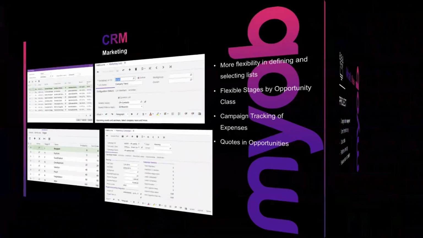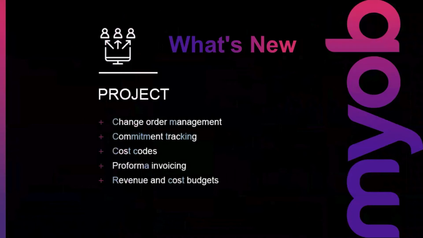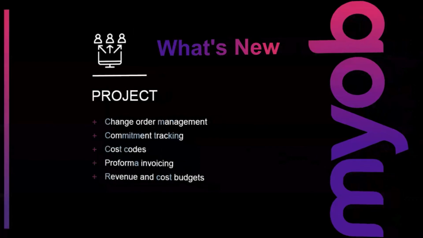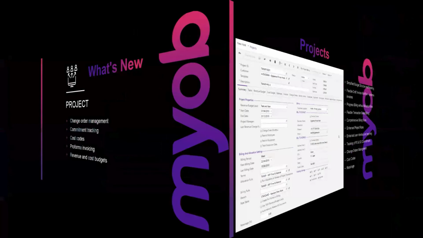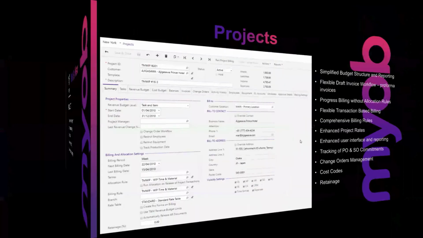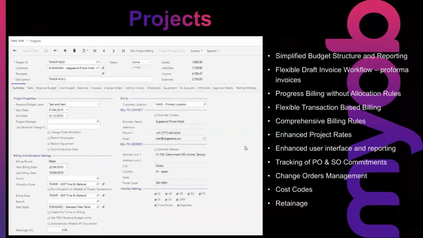Project. It's the smallest list of new features, but it's actually probably the most comprehensive list. In terms of the release notes, for instance, a third of the release notes just deals with projects. There's a great deal of changes. Rather than calling them changes, let's call them enhancements to the project side of things. We have a whole more simplified budget and reporting. So we've separated out the revenue and the cost budgets.